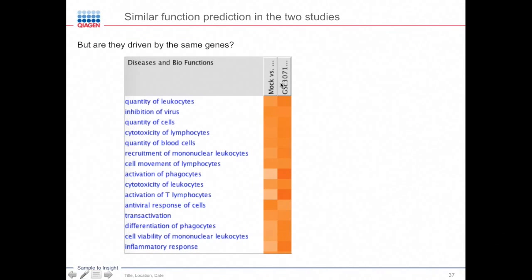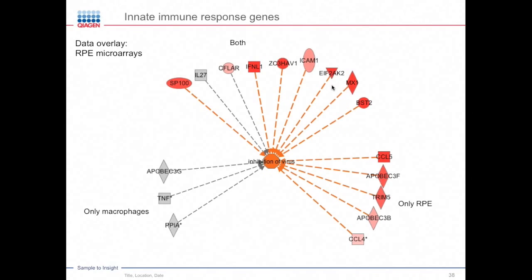So, for example, if you look at the functional predictions for the two studies, they look very similar. In fact, inhibition of virus, that function, they look really similar. But are they really driven by the same genes? Or does this have the same biology going on using slightly different gene sets? So this is what that shows.